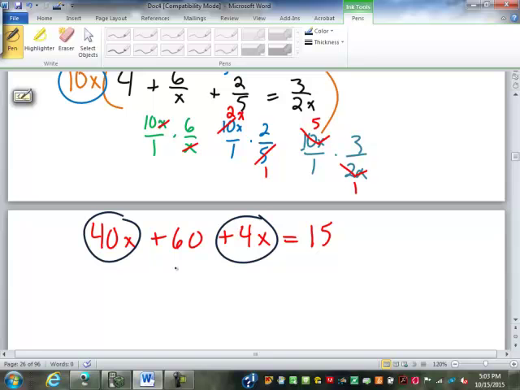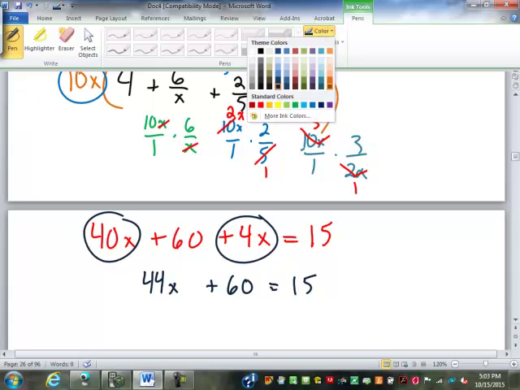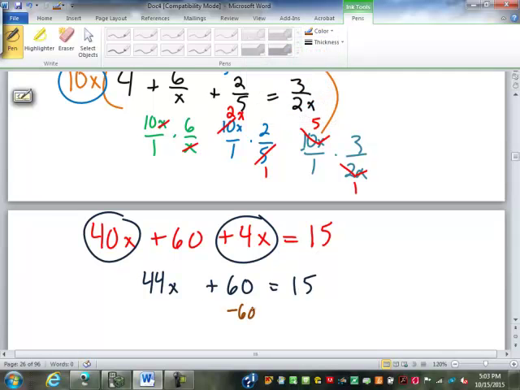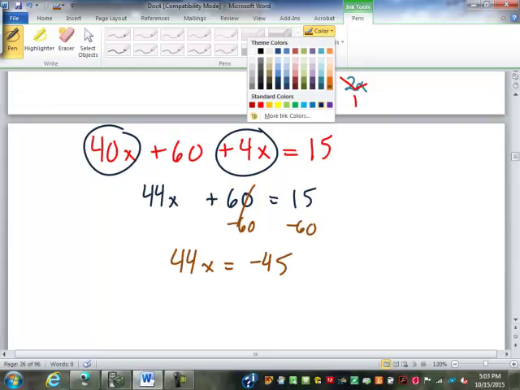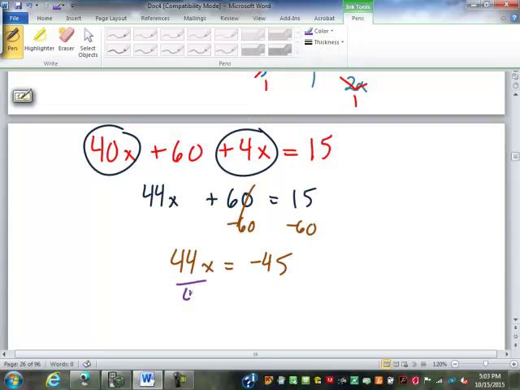Then what? 40x plus 4x is 44x, plus 60 equals 15. And then subtract 60. 44x equals negative 45. And then divide by 44. X equals negative 45 over 44, or negative 1 and 1/44.